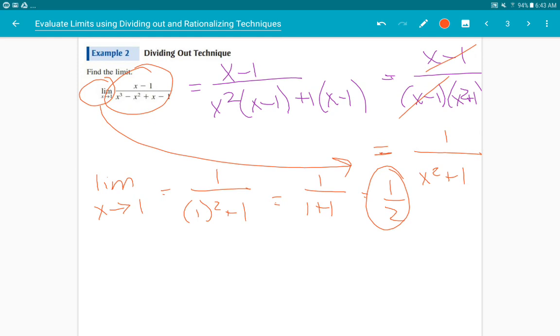Now, if we plugged in 1 into the original function, notice that you're going to get 0 over 0, which is the indeterminate form. You get 1 minus 1, which is 0. You get 1 minus 1 plus 1 minus 1, which is also 0. So you're going to get indeterminate. When it's indeterminate, you have to see if you can use any algebraic technique to help you simplify it. In this case, we were able to use the dividing out technique, which helped us out simplifying here. So the limit as x approached 1 was equal to 1/2.